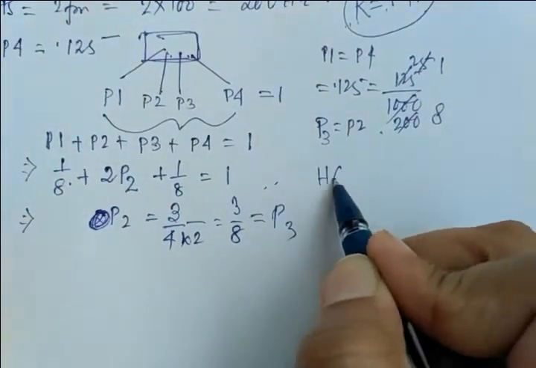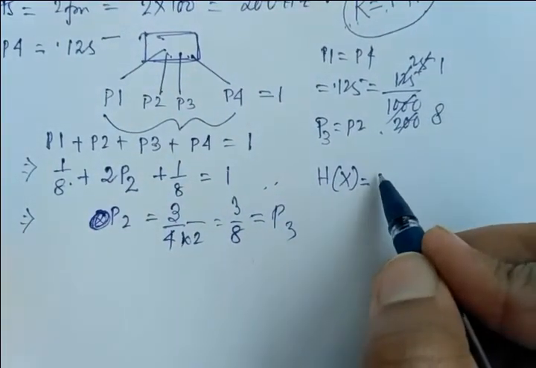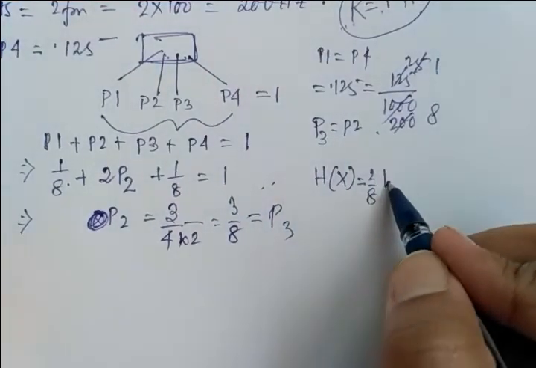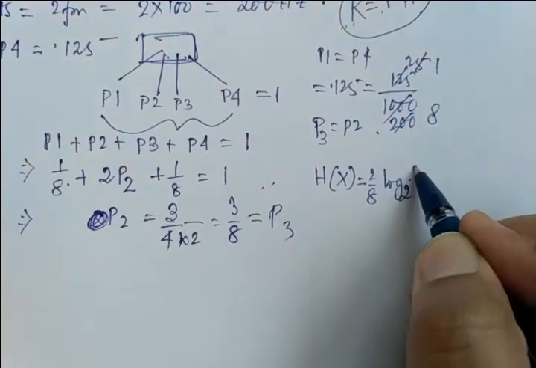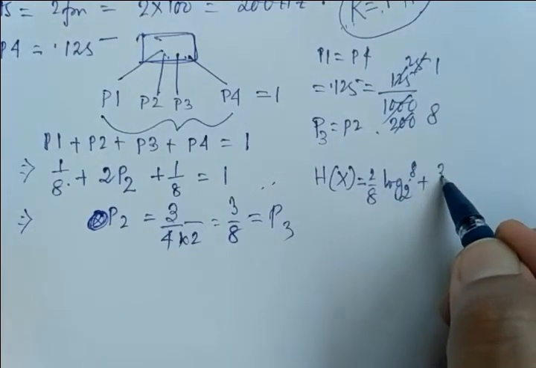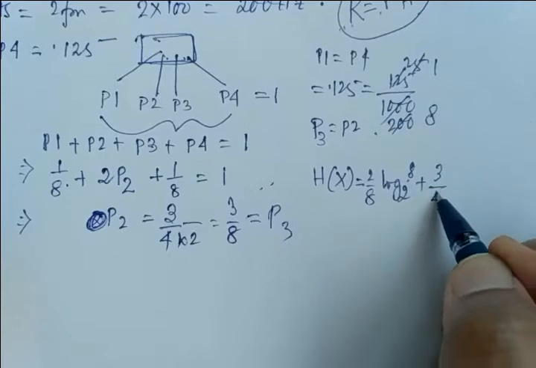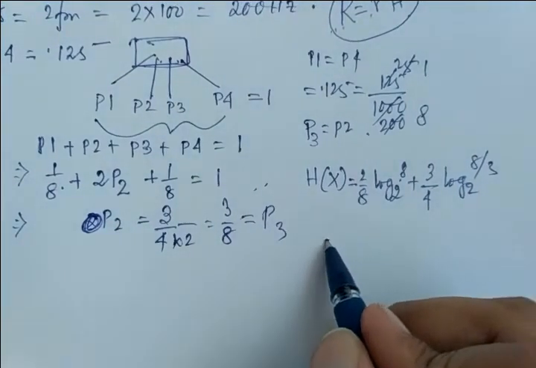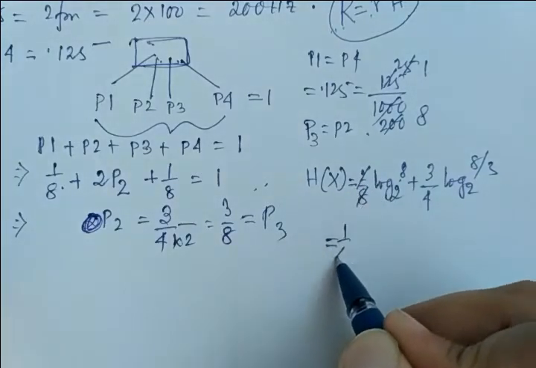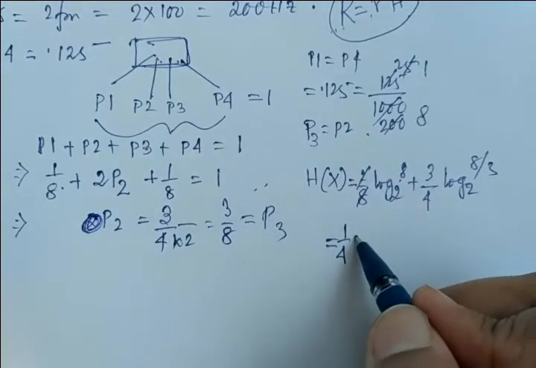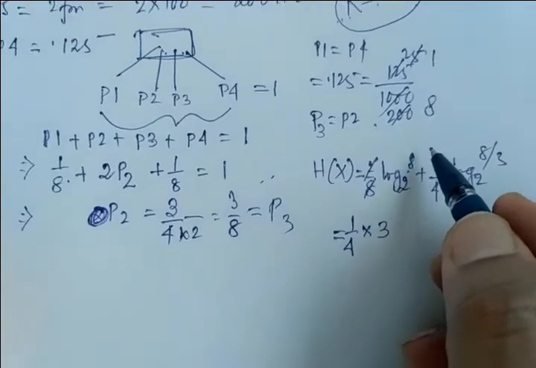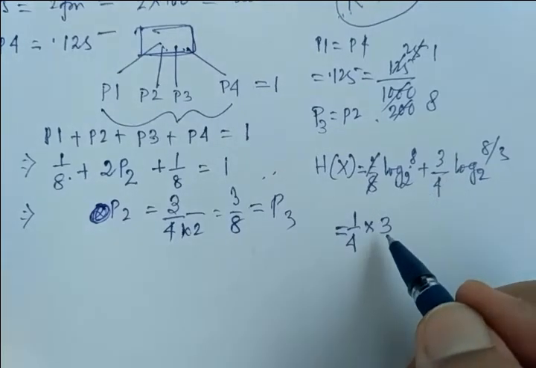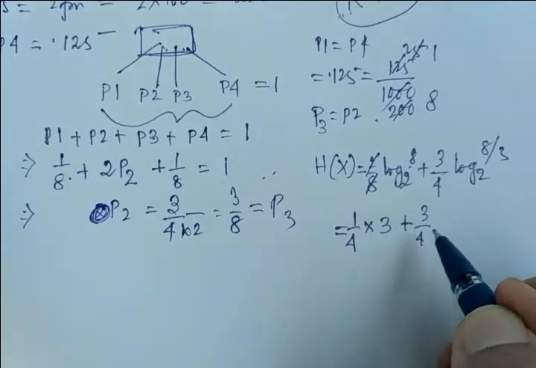Entropy is nothing but H(X) equal to, what will be the value? 2 by 8, because 2 symbols, 2 times, right? So 2 by 8 log2 8 plus 2 into 3 by 8, that means 3 by 4 log2 8 by 3. So how can we calculate this? 2 by 8 means 1 by 4, into 3, right? Because log2 of 8 is log2 of 2 cubed, which is 3.